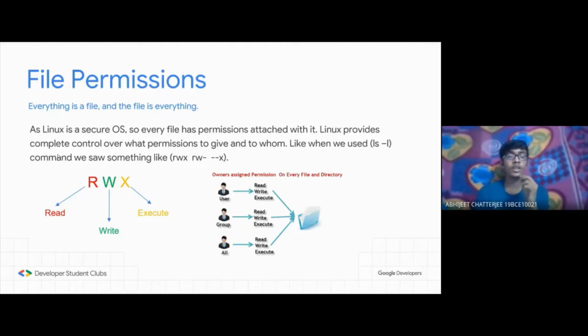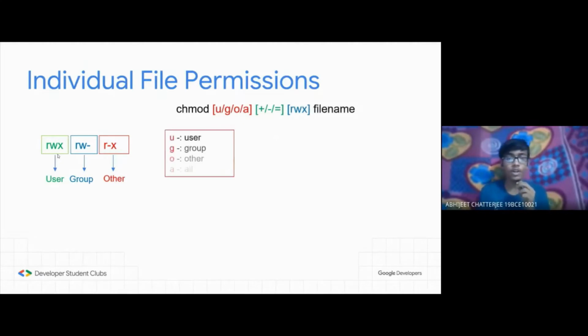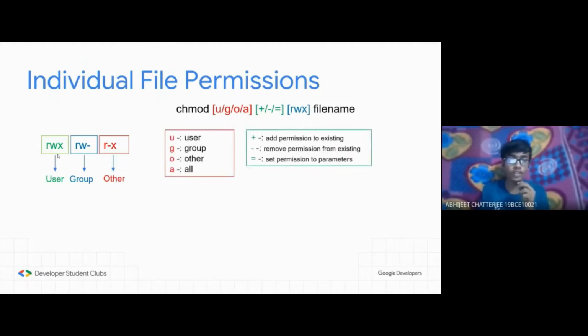Next. Now the file permissions can be specified in two ways. First is the individual file permissions. In this, we use rwx for the user, group, and others. The command structure is written like chmod, then we have either u, g, o, or a, which represents user, group, others, and all. And then we have the three operators: plus, minus, and equal to. Plus is used to add permission to the existing permissions, minus is used to remove permissions from the existing, and equal to is used to reset the permission to what is given in the parameter.